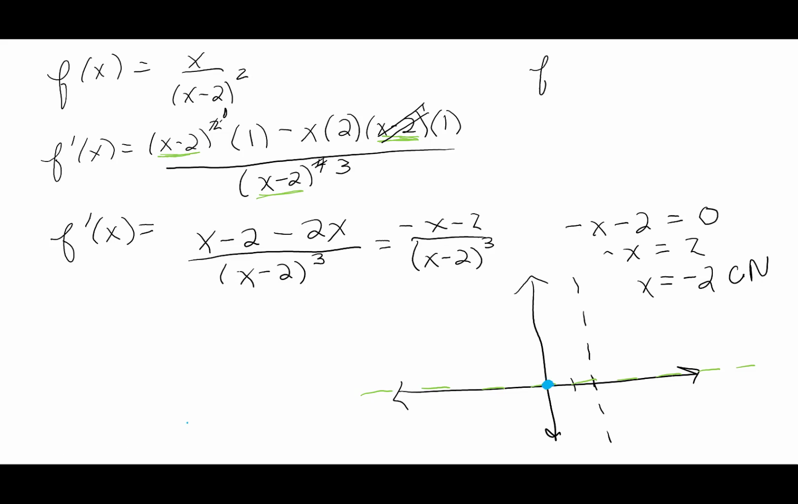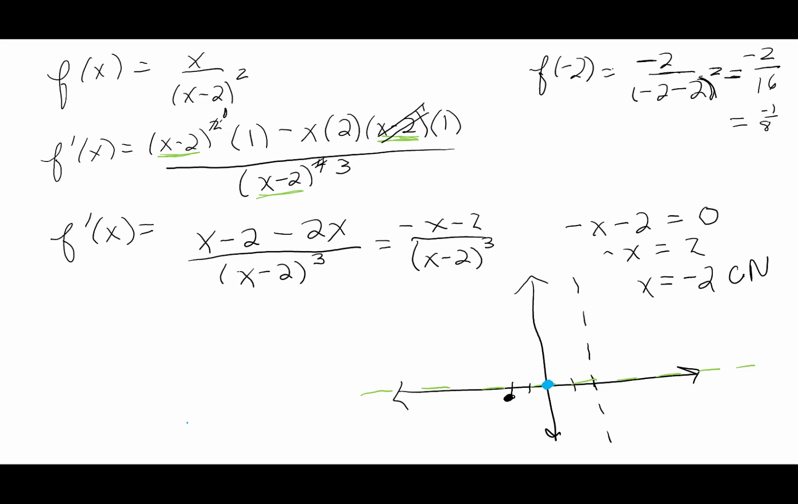To find the y coordinate, I'm going to plug negative 2 into the original function. f of negative 2 is negative 2 over (negative 2 minus 2) squared. In the numerator, I have negative 2. In the denominator, negative 2 minus 2 is negative 4. Negative 4 squared is positive 16. So this gives me negative 1 over 8. So at negative 2, I'm just going to be right under the x-axis at negative 1 over 8.